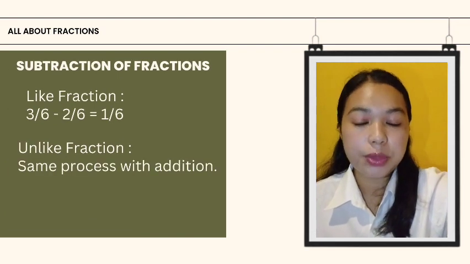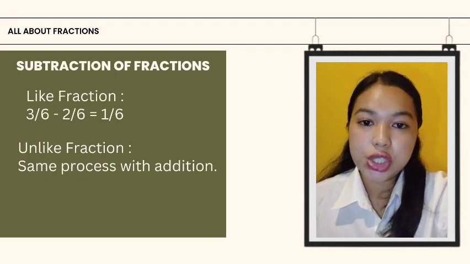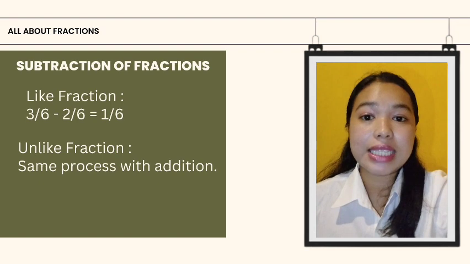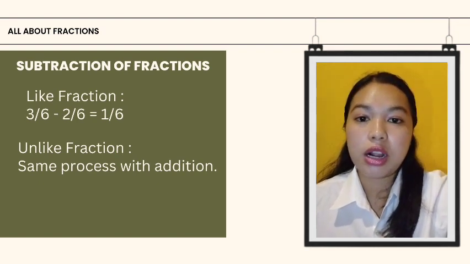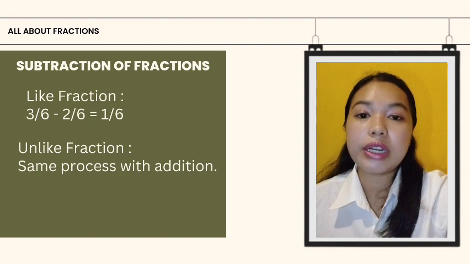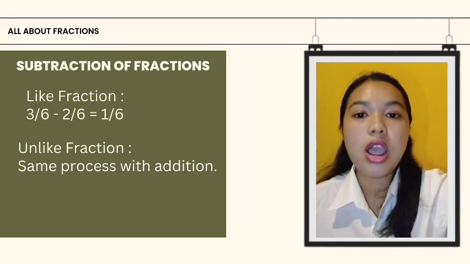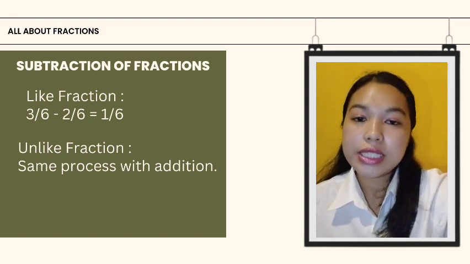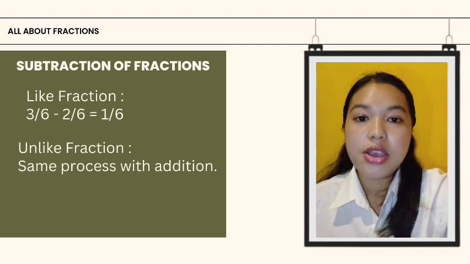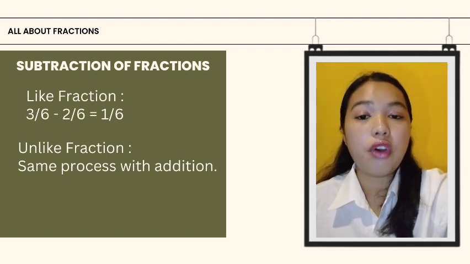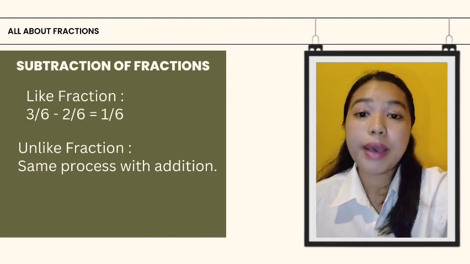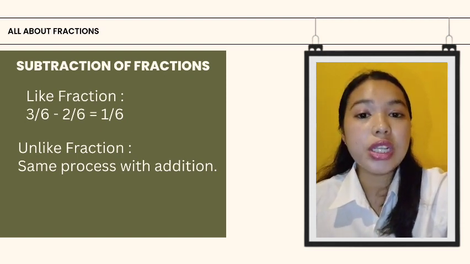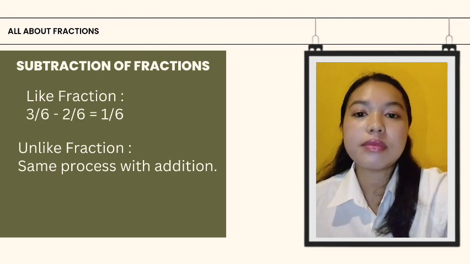So our final answer would be 7 over 9 since it can't be reduced to lowest term anymore. Let's proceed to subtraction. Just like addition, subtraction of fractions has the same process. So if the given fractions are like or similar, we just simply subtract the numerators and then copy the denominator. For example, 3 over 6 minus 2 over 6. The answer would be 1 over 6. And if it is unlike, the same process as in addition, but the difference is that you need to subtract it.